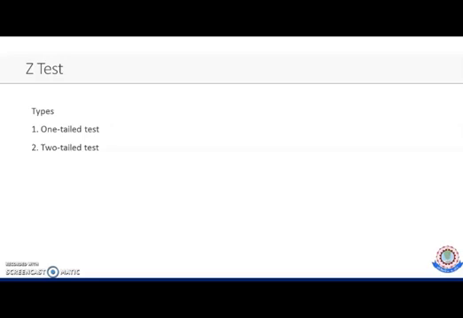Next we have to find the level of significance, the value of alpha that is set, and then identify the critical value. If the computed value of Z is less than the critical value, that is Z alpha, accept the null hypothesis. If the computed value is greater than the critical value, Z alpha, then reject the null hypothesis and accept the alternate hypothesis. So this is the working procedure behind Z test.